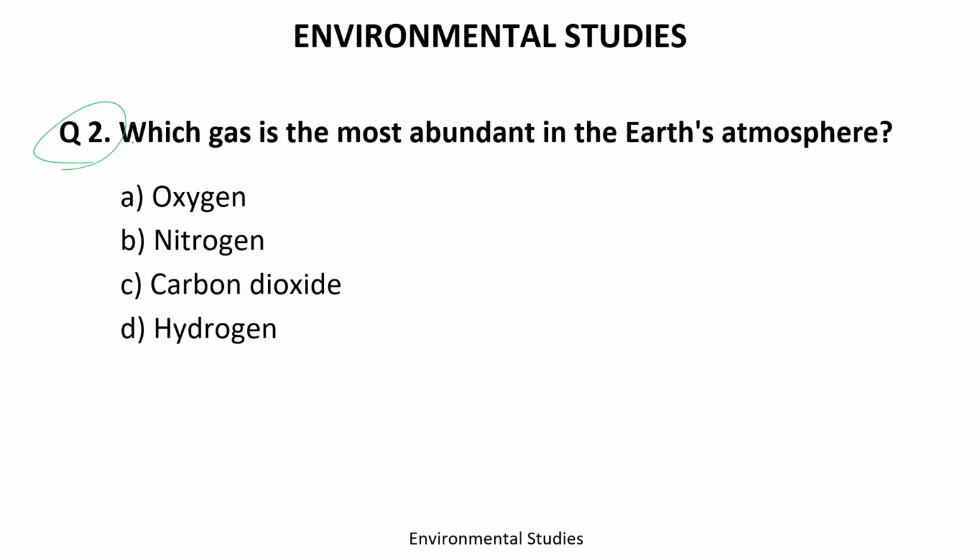Let's move forward. The second question: which gas is the most abundant in the Earth's atmosphere? In the previous lecture we had discussed it, but we will discuss it in this lecture also so that we have a better understanding. You have 20 seconds to think and answer. Time starts now. Time's up. The correct answer is B.